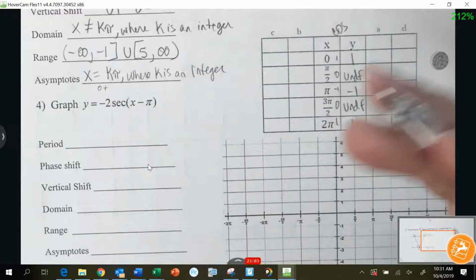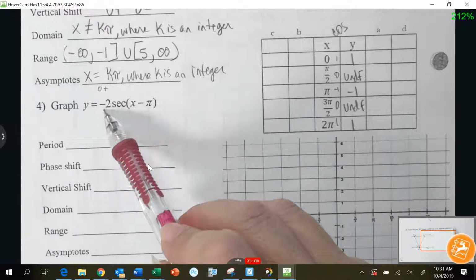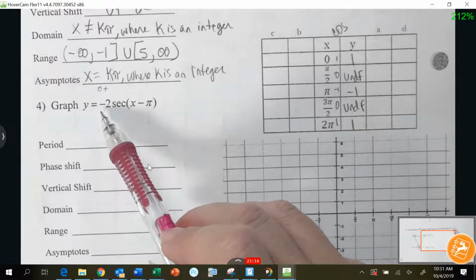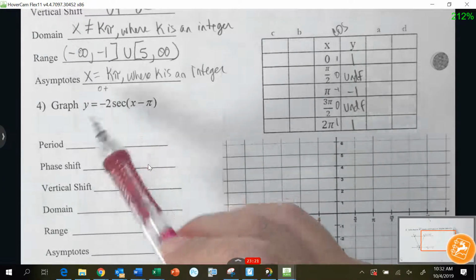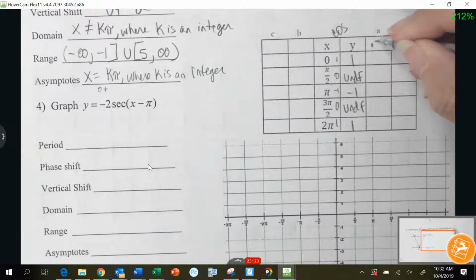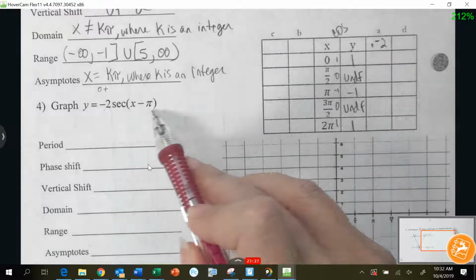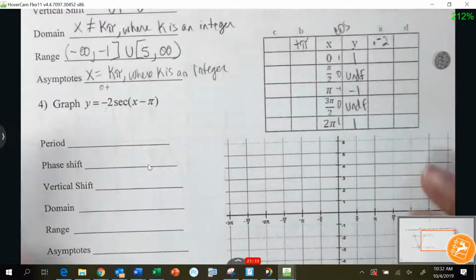I'm going to look at my transformations. I have a negative and a 2 in front. What's the negative going to do? Reflect in the x-axis. And the 2 is going to be a vertical stretch. So we can take both of those at the same time and multiply our y's by negative 2. And then what's this minus pi going to do? It's going to go right pi units. So we'll add pi to our x side.